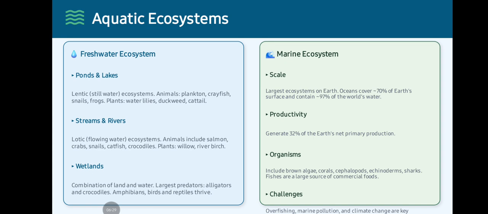Marine ecosystem: largest ecosystems on Earth. Ocean covers 70% of Earth's surface and contains 97% of the world's water. Productivity: generates 32% of the Earth's net primary production. Organisms include brown algae, corals, cephalopods, echinoderms, sharks. Fishes are a large source of commercial food. Challenges, that is overfishing, marine pollution and climate change, are key.